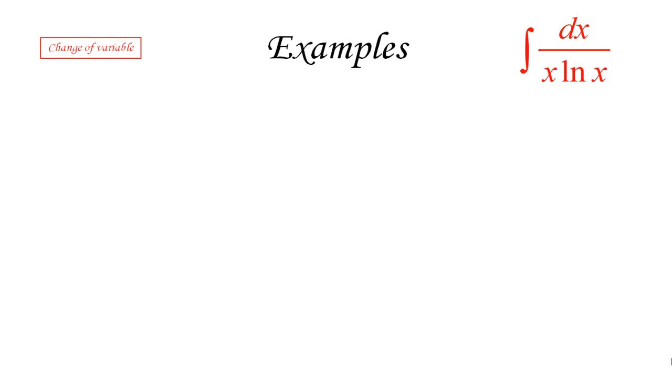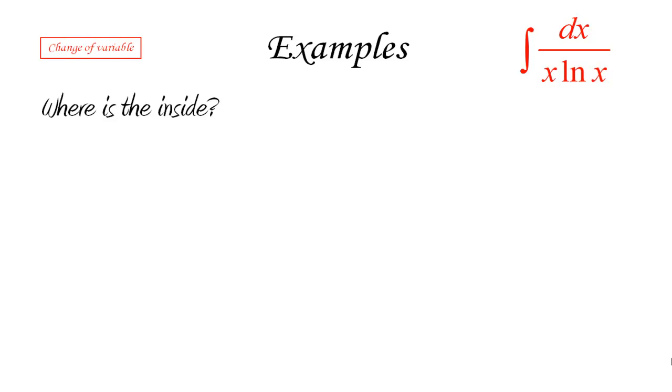In this example, I'll show you how to use the method of change of variable in a situation where it's not obvious that what we're looking at comes from the chain rule. Let's look at this particular integral, dx over x ln x. Now, the first question you might want to ask is, where is the inside? We don't have any brackets, we don't have any powers, so it doesn't look like it's a chain rule.